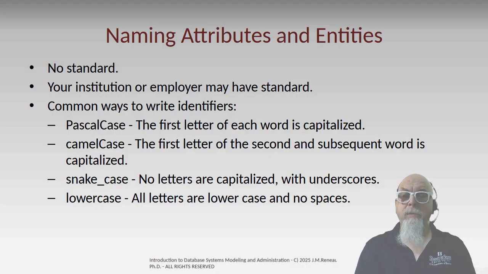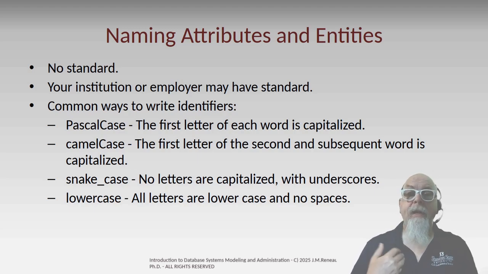There really is no specific standard, but your institution or employer may have a specific standard for how they want you to name them. Do they want them singular, plural? Do they want them in upper and lower case? Do they want them containing spaces or not containing spaces? Can an attribute name contain special characters or not? My personal standard is that attribute names should be either in camel case or snake case. But let's go through the cases.